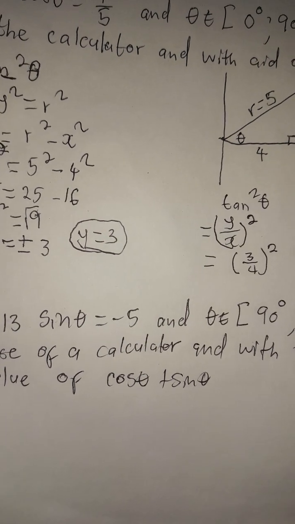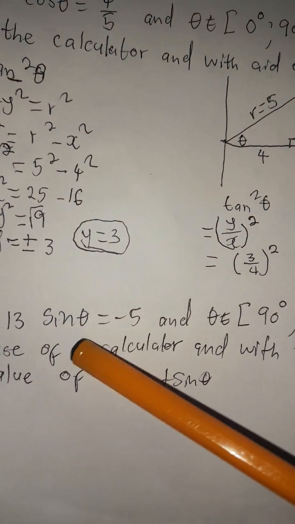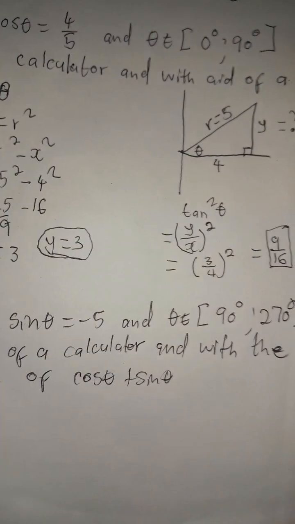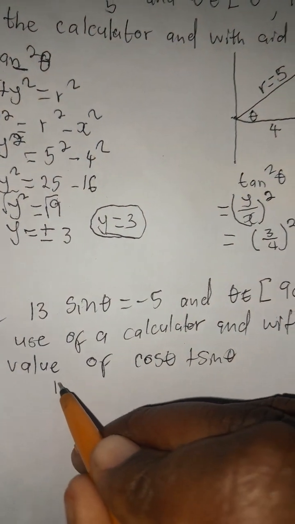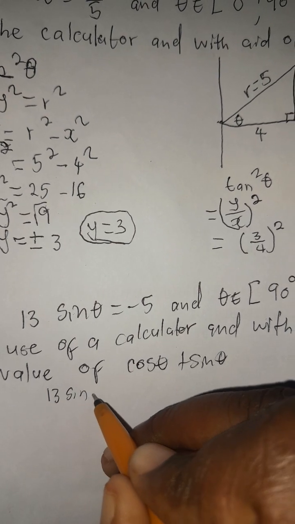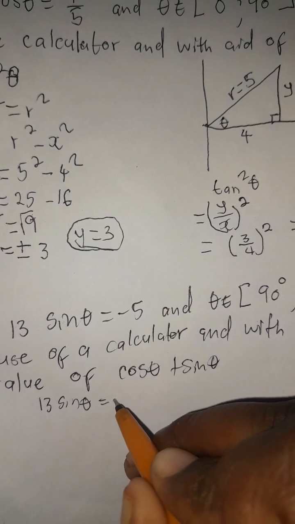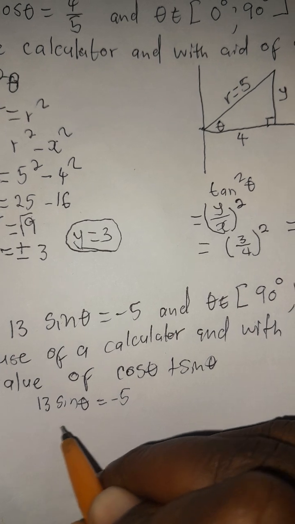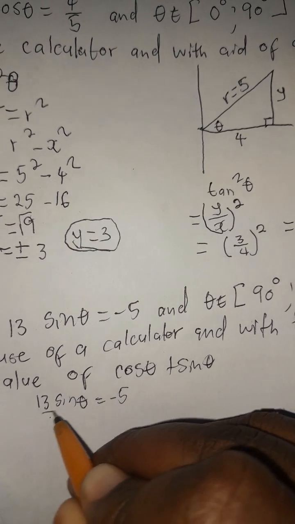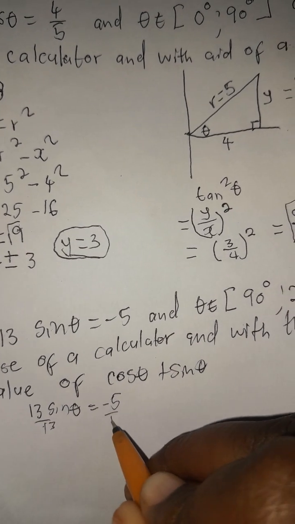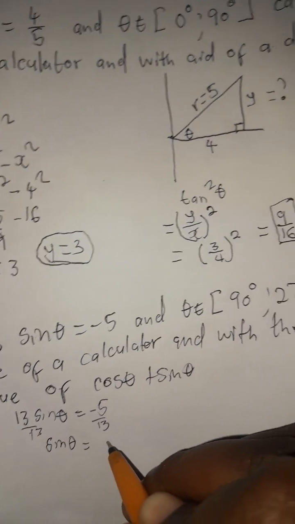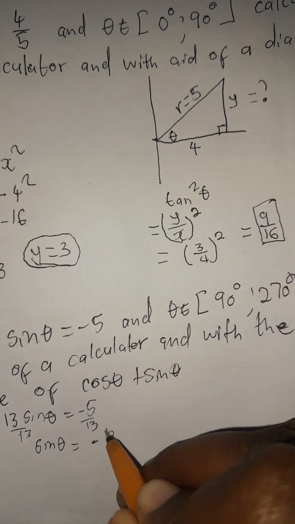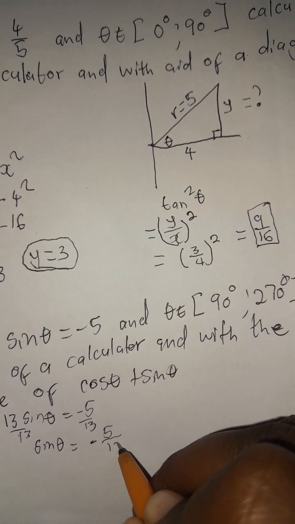First thing first, we can see that this equation is not in standard form, so we need to put it in standard form. That's the first thing you can do here. You have 13 sine theta equals -5. For you to make sine theta the subject, divide both sides by 13. Sine theta will then be -5 over 13. Remember, mind you, r can never be negative.